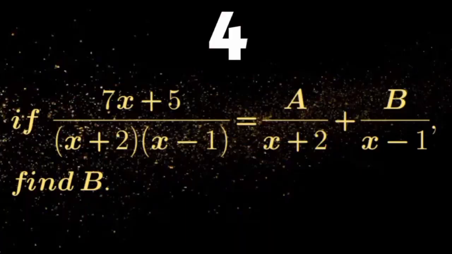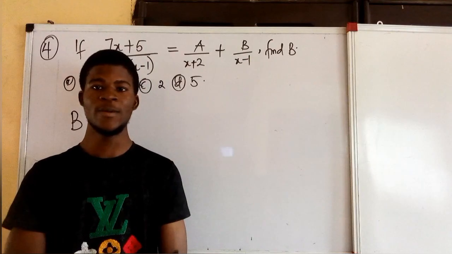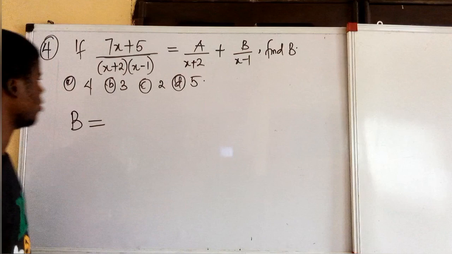The fourth question says, if 7x plus 5 over x plus 2 times x minus 1 is equal to a over x plus 2 plus b over x minus 1, find b. In fact, the simplest way to get this is what I'm going to do now.